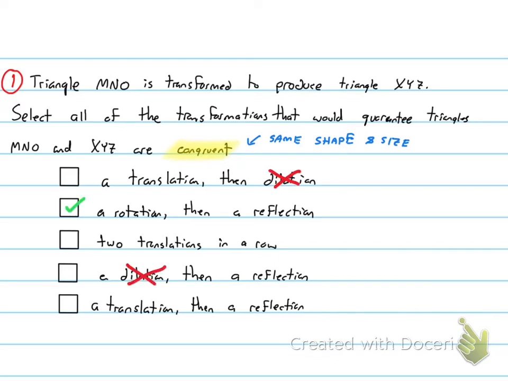So a rotation and then a reflection would work. That would keep the shapes congruent. Doing 2 translations in a row would work. Doing a translation and a reflection would work as well. So that would be my answer.